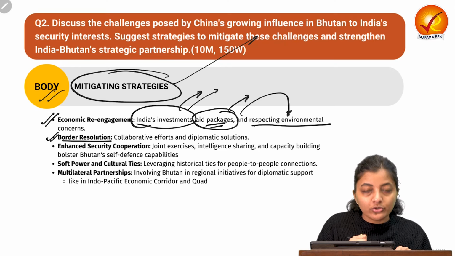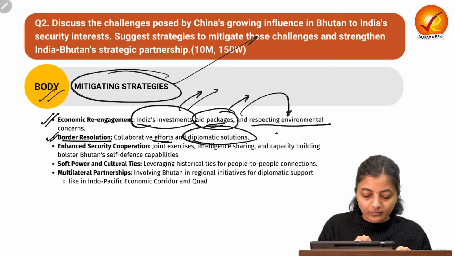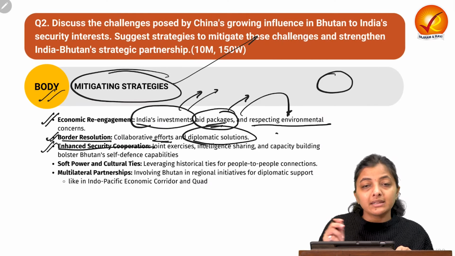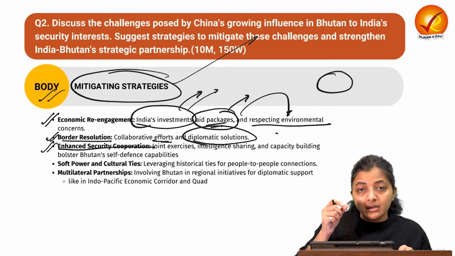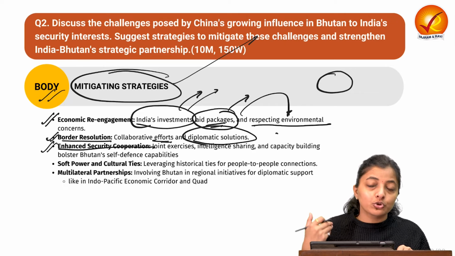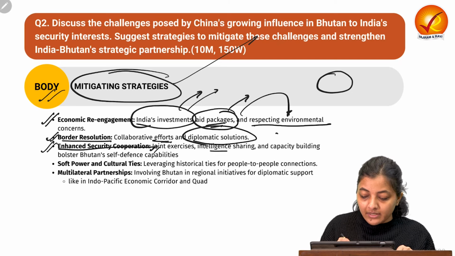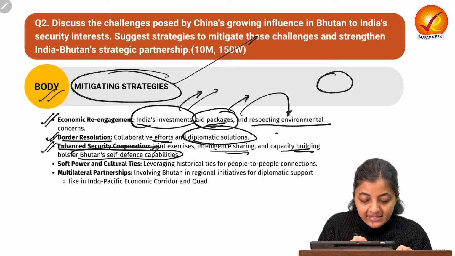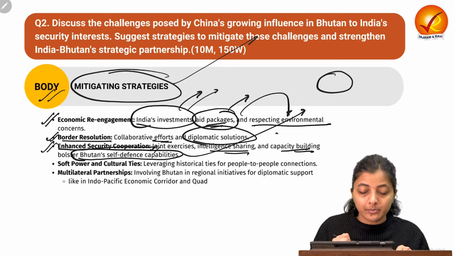Next is about border resolution. Collaborative efforts should be there between the three countries, Bhutan, China and India, and diplomatic solutions should be there. Next is about enhanced security cooperation. Because Bhutan is a landlocked country, India can provide a major export zone or free passage to the Indian Ocean region as well. Again, joint exercises, intelligence sharing and capacity building could bolster Bhutan's self-defense training as well, that can deter the Chinese on that front.